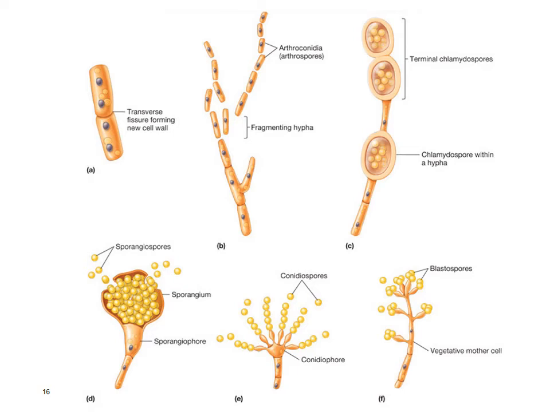In C, we can see the formation of chlamydospores. These are cells that are surrounded by a thick wall before separation. In D, we can see a sac called a sporangium, and within a sporangium are spores developing, and these are referred to as sporangiospores, and this occurs at a hyphal tip.